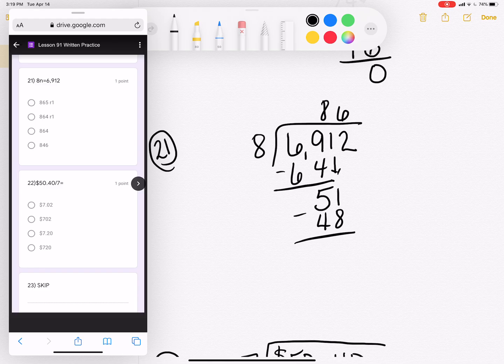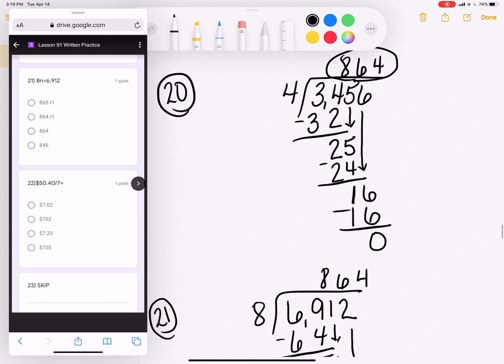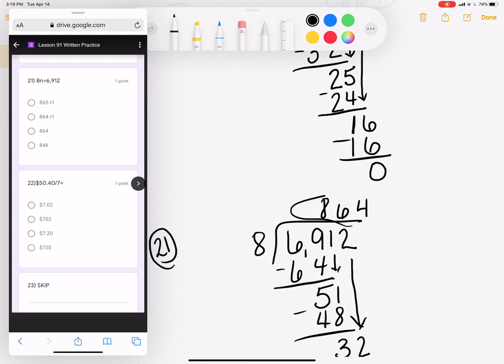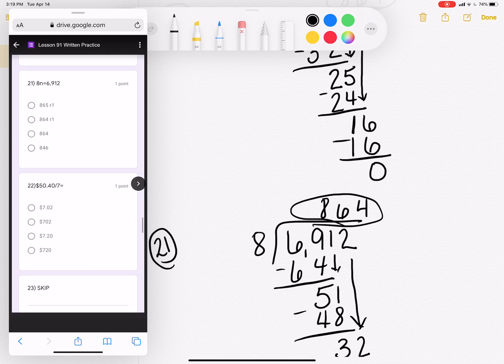8, 9, 10, 1. That would be 3. Bring down a 2. 32 divided by 8 is equal to 4. 32. None left over. This answer is 864. So 20 and 21 are both 864.